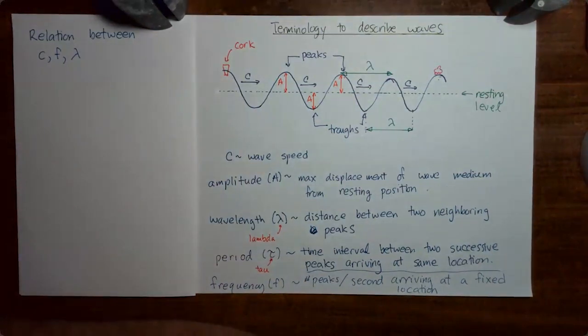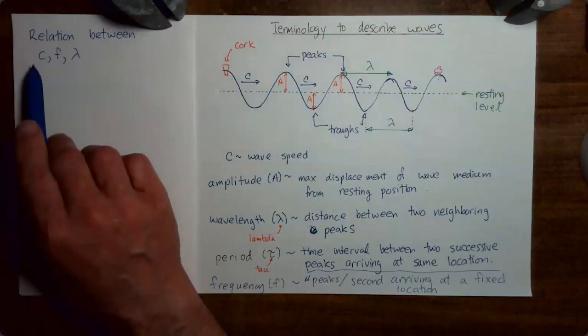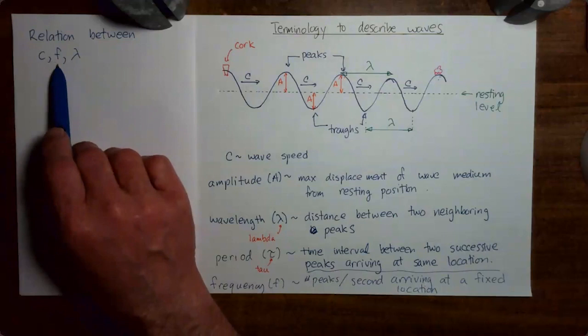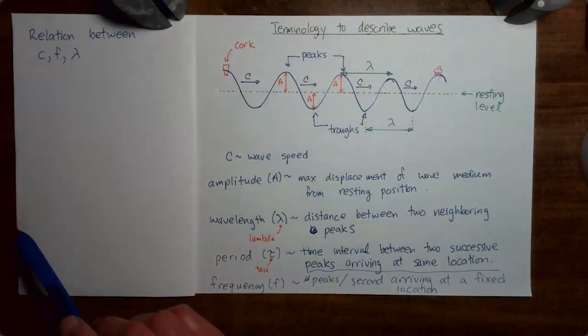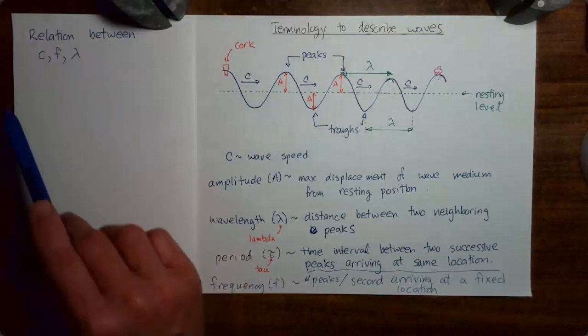In the previous video, I introduced you to some of the quantities that we use to describe wave propagation. In this video, we're going to derive a relation between some of those quantities. Specifically, we're going to derive a relation between wave speed, wave frequency, and wavelength. First, let's do a quick review of what these quantities mean.